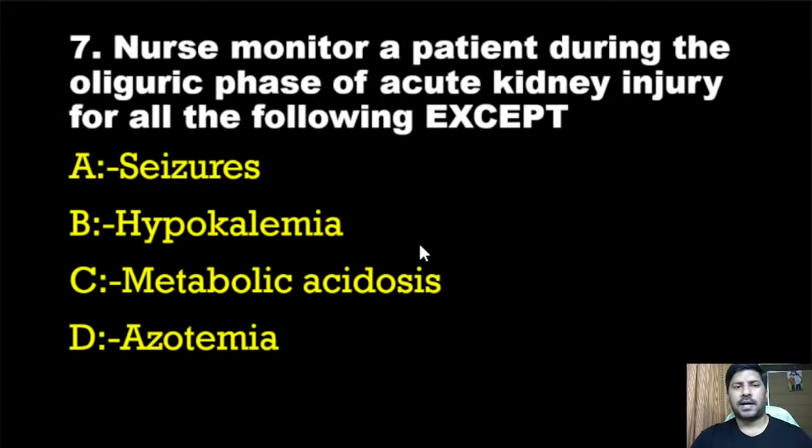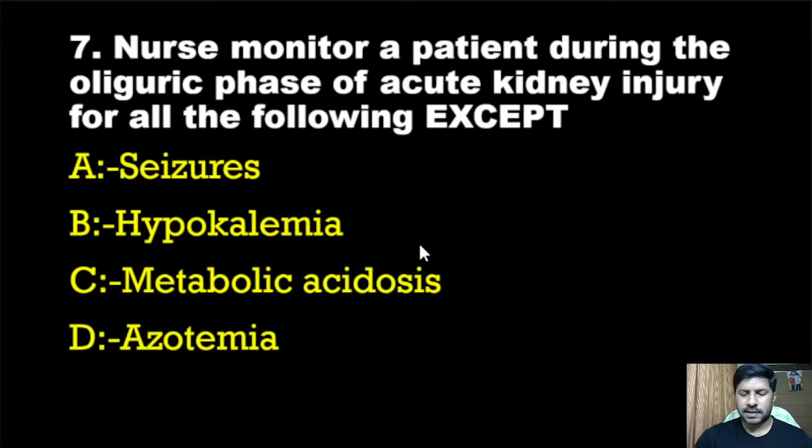Oliguric phase means the person has a urine output of less than 400 ml per day but more than 100 ml. The urine output between 100 ml to 400 ml per day is called the oliguric phase. If it is below 100 ml, it is known as anuria.